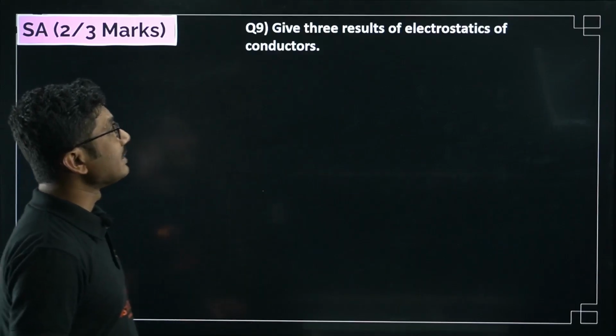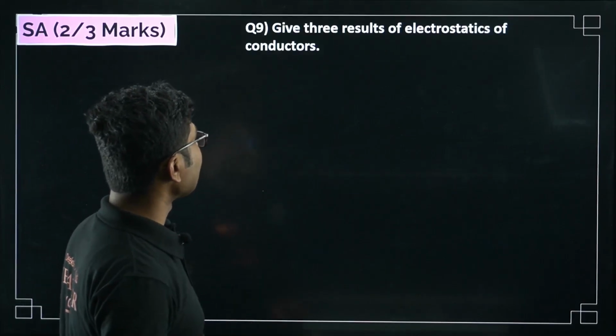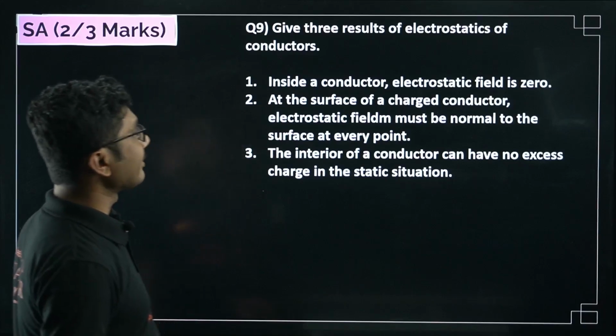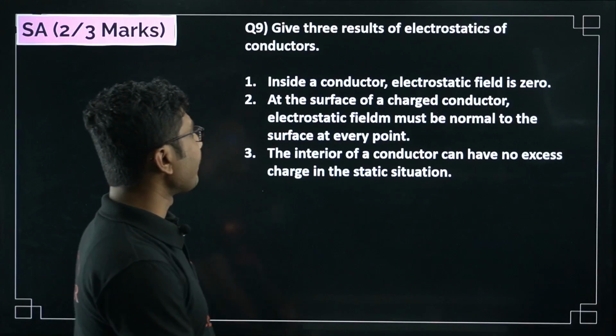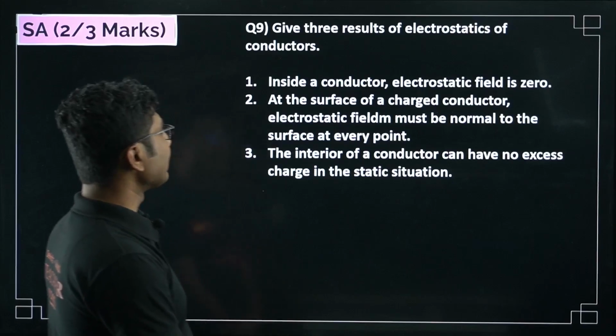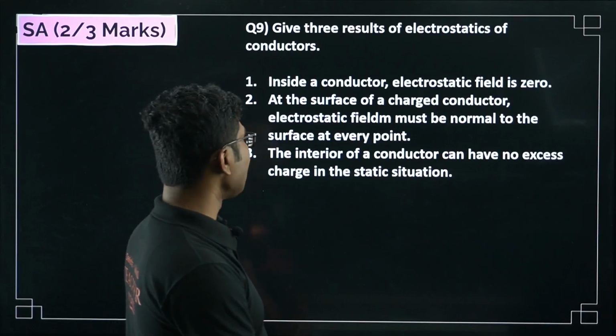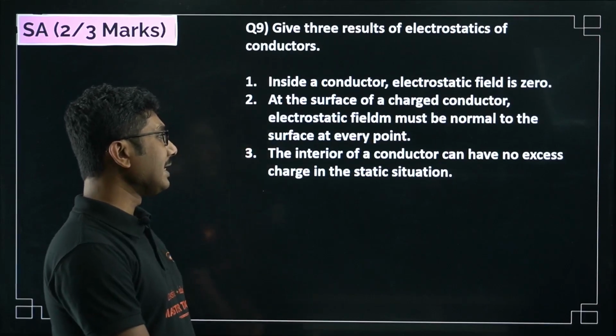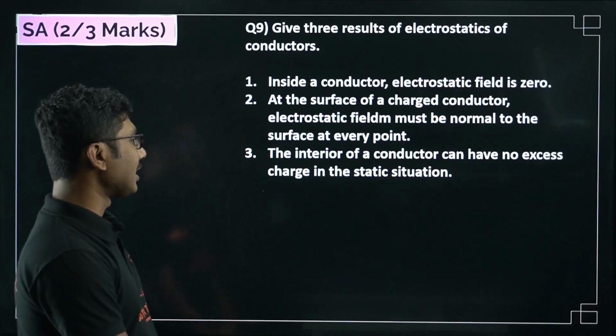Now give 3 results of electrostatics of conductors. So inside a conductor, electrostatic field is 0. At the surface of a charged conductor, electrostatic field must be normal to the surface at every point. The interior of a conductor can have no excess charge in the static situation.